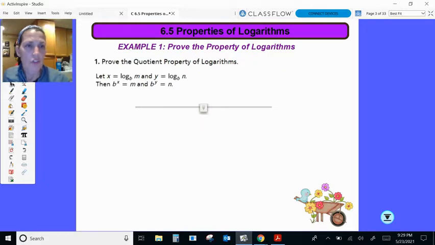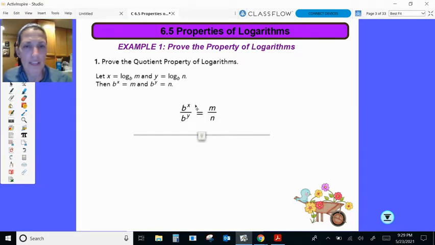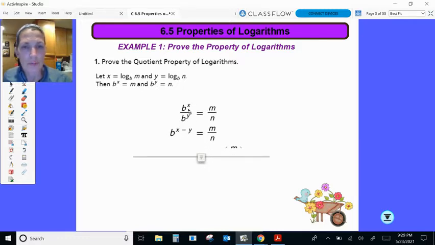So let's take a look at the quotient property as well. So if we have x equals log base b of m and y equals log base b of n, then we're going to use a quotient property. So let's divide them this time. Okay, so b to the x divided by b to the y equals m divided by n. Well, that's going to give us, we're going to subtract our exponents, x minus y. Okay, because when we divide, we subtract our exponents. That equals m over n.